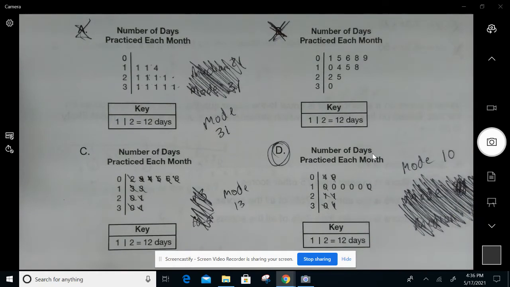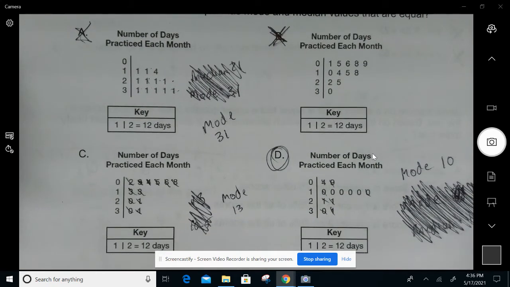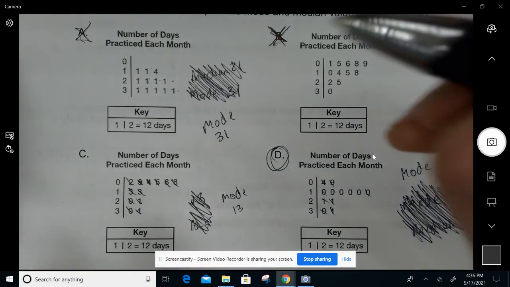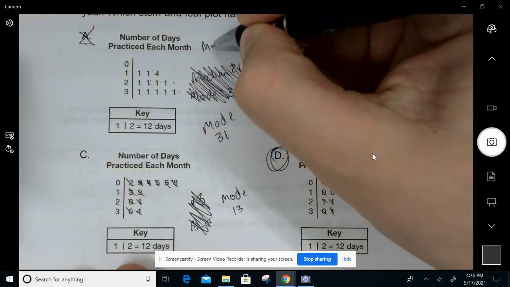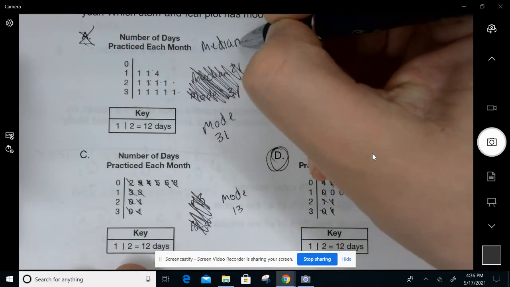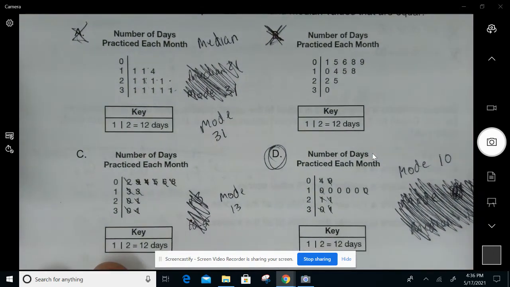Okay. Now, we already crossed one out. The question is, when is the median the same as the mode? Well, what is the median? Let's find the median for this one. The way you find the median is it's the exact middle number.